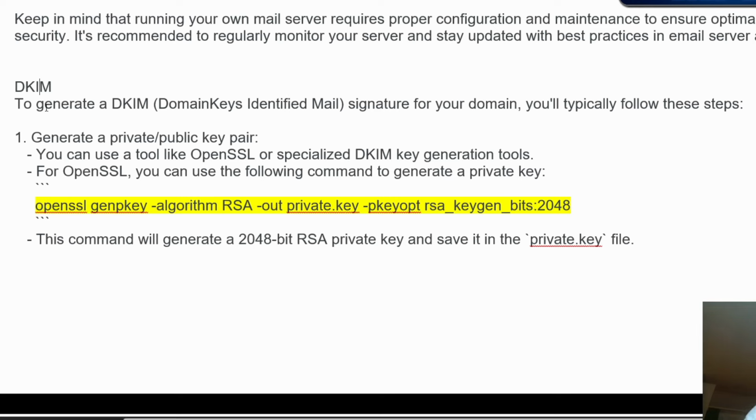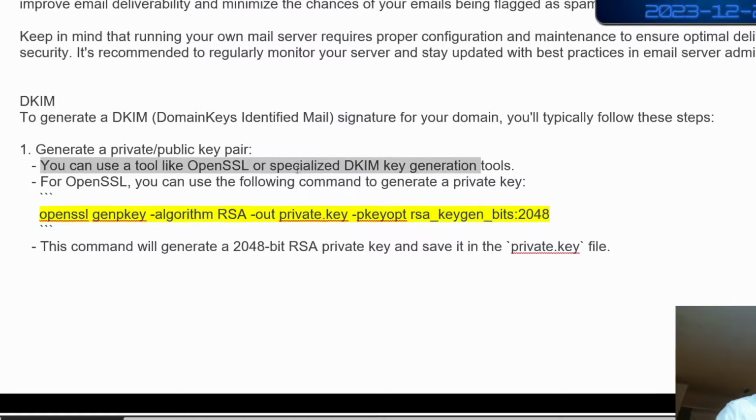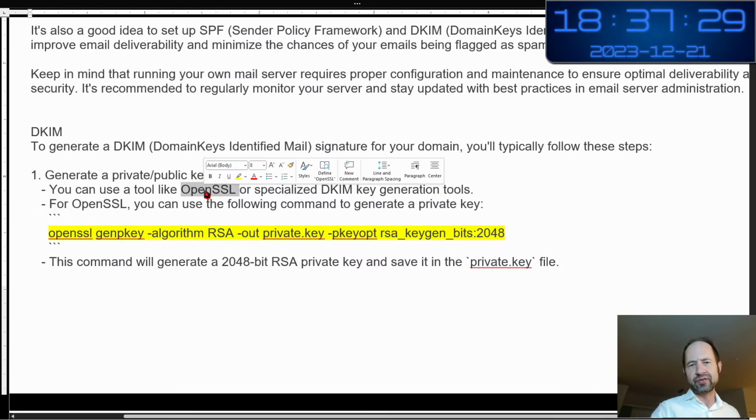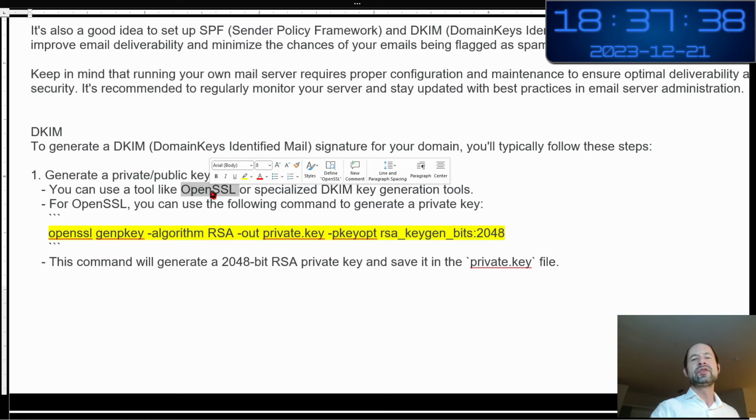So for DKIM, to generate a DKIM domain key identifier mail signature for your domain, you will typically follow these steps. Generate a private and public key pair. You can use a tool like OpenSSL or a specialized DKIM key generation tool. I have OpenSSL, and I have another video in my channel showing OpenSSL. If you don't know how to get OpenSSL on Windows, there is a shortcut in the Git directory: you can look in the Git installation folder, there should be openssl.exe.